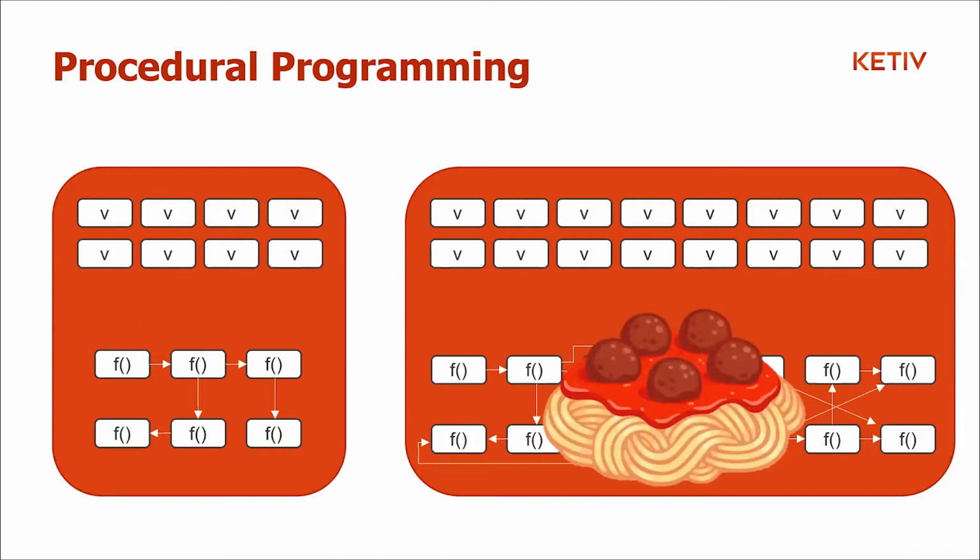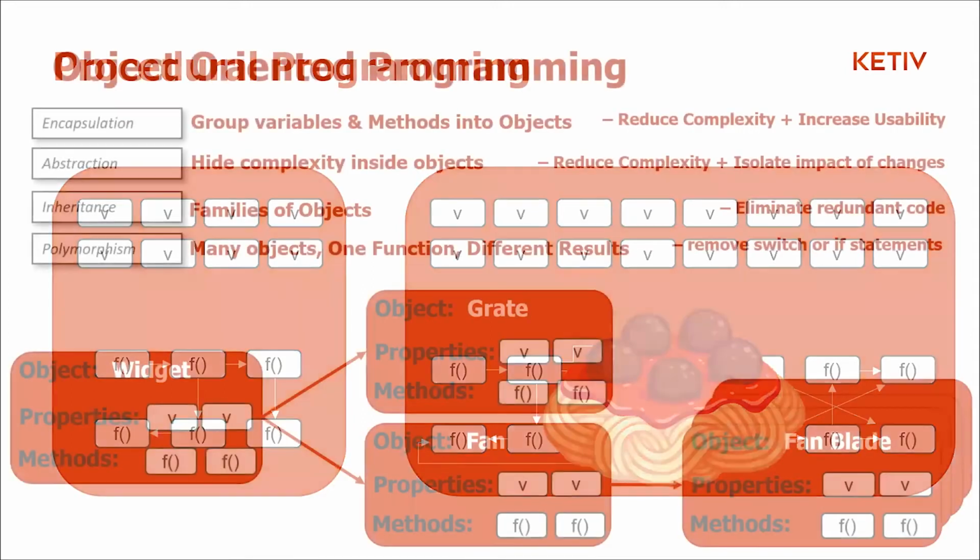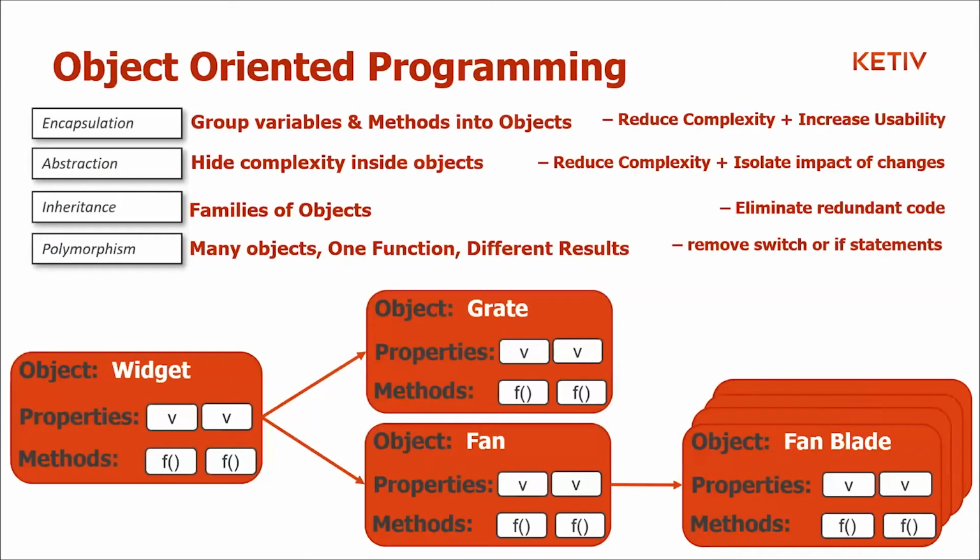So how do we avoid this? Well, how we avoid it is through object-oriented programming. In object-oriented programming, it's based around the 4 pillars that you see there on the slide: encapsulation, abstraction, inheritance, and polymorphism. And we're not going to go deep into all of these.